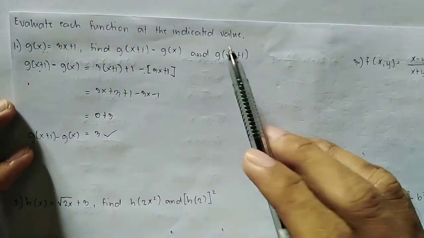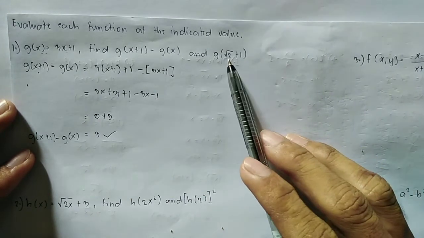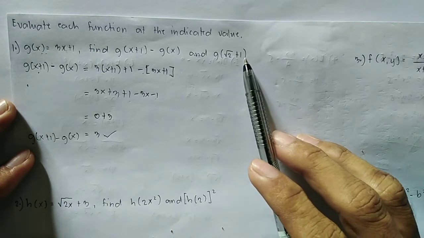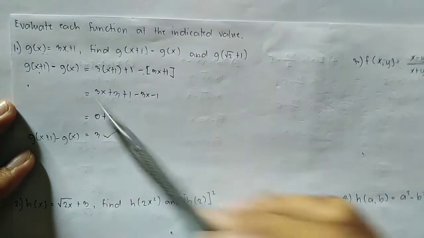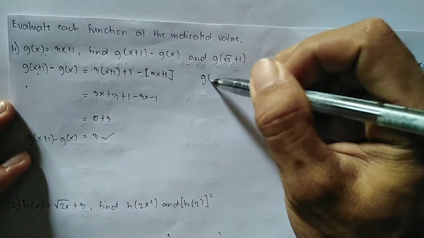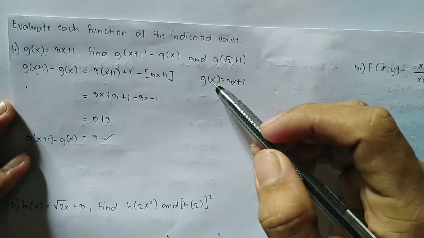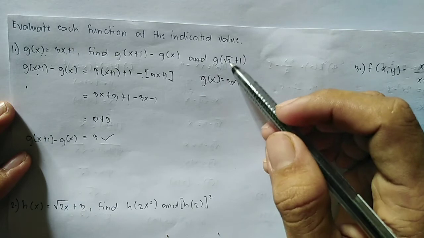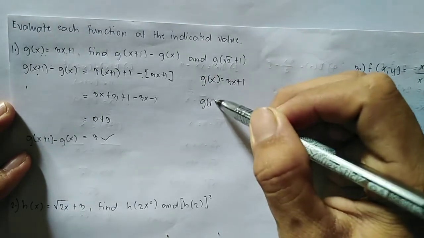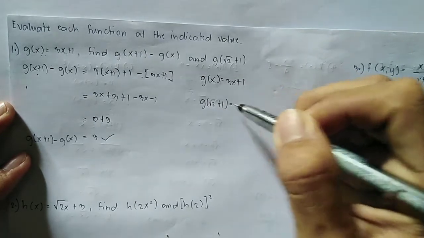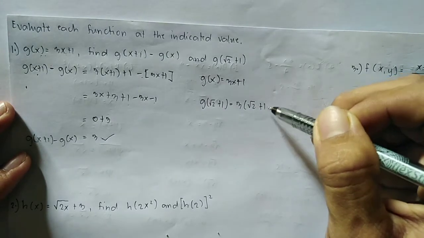Then we have here the second, we have to find g of square root of 2 plus 1. So the quantity square root of 2 plus 1 will be the one that we are going to replace in the x variable of the original function. So our original function, let me rewrite it again. g of x is equal to 3x plus 1. If we replace x with square root of 2 plus 1, we are going to change also x here. So g of square root of 2 plus 1 is equal to 3 times square root of 2 plus 1.